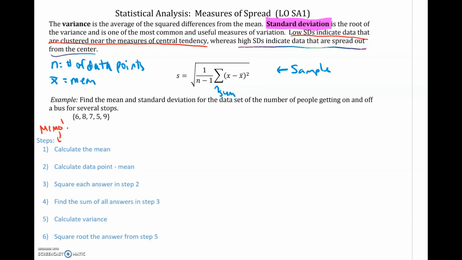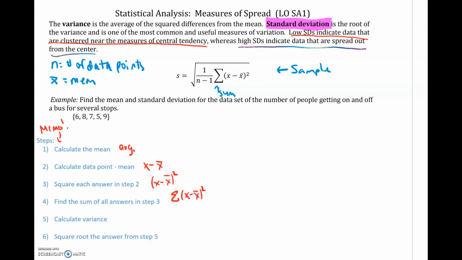Okay, so calculating mean, we know that that's the average, right? This is our average. And then data point minus mean, this is that X minus X bar business. And then squaring each answer in step 2 is that X minus X bar squared. So you can see we're basically just working inside out. We're going to sum all of our answers in step 3. So that means we're going to take all of these X minus X bar squareds, add them all up.